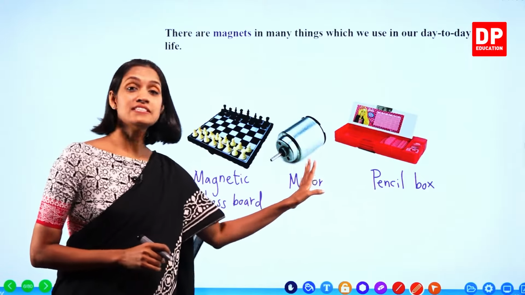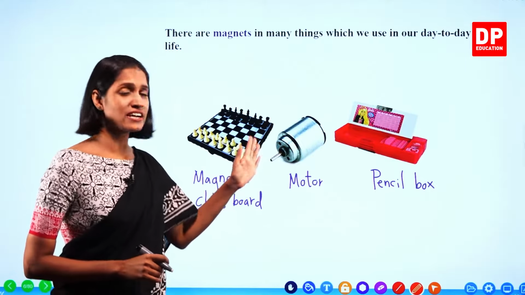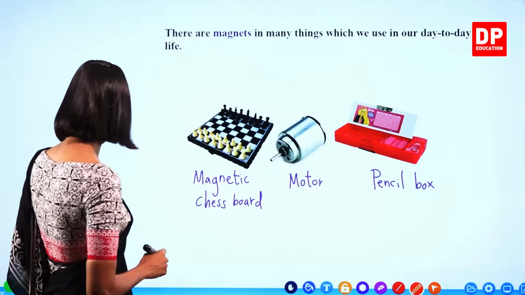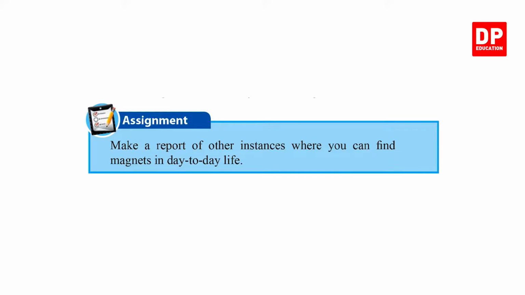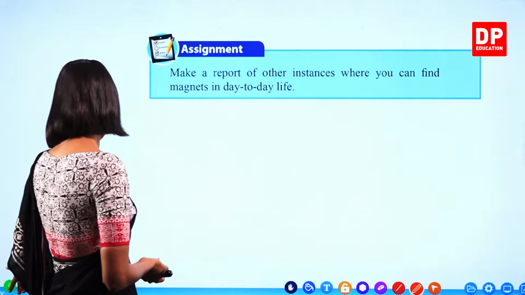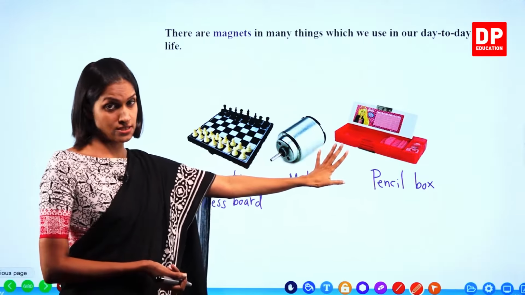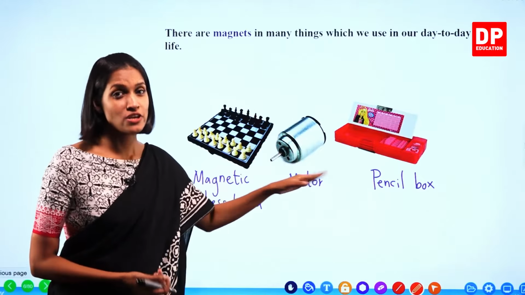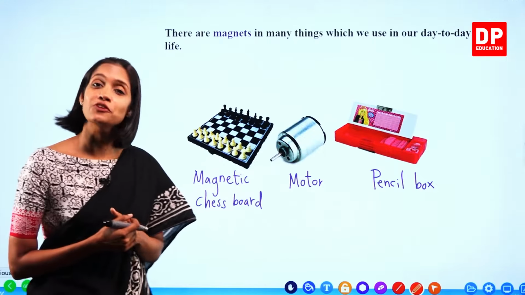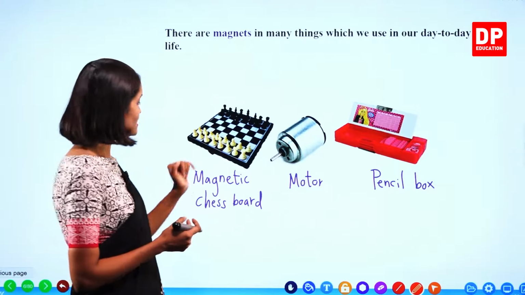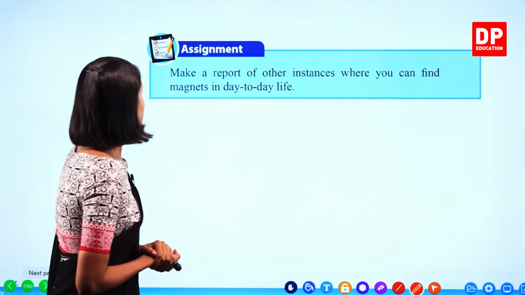So there are other instances as well. We are going to write the other instances of using magnets in our next activity. Look at this assignment. Make a report of other instances where you can find magnets in day-to-day life. We wrote 3 examples here: magnetic chessboards, motors and pencil boxes. Other than these, what are the other instances where we use magnets in our day-to-day lives? Let's see. Make a report.